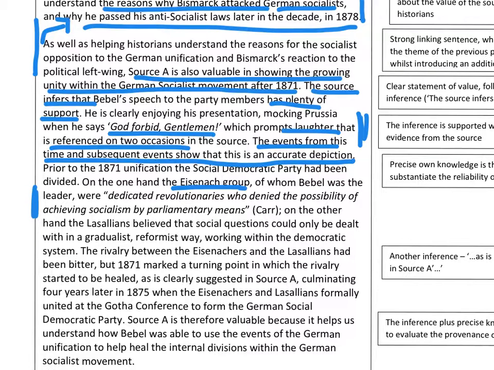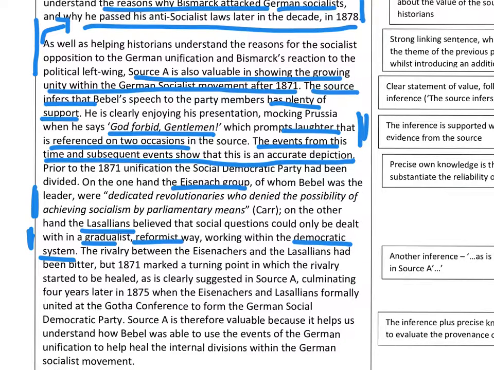There's a nice little way you can incorporate a quote from a secondary source, William Carr. On the other hand, the Lassallians believed that the social questions could only be dealt with in a gradualist, reformist way, working within the democratic system. Notice how you're using the precise vocabulary of A-level history of this topic. I'll keep emphasising that point. You've got to use the vocabulary gradualist, reformist, democratic. You've talked about the Eisenach group, the Lassallians.